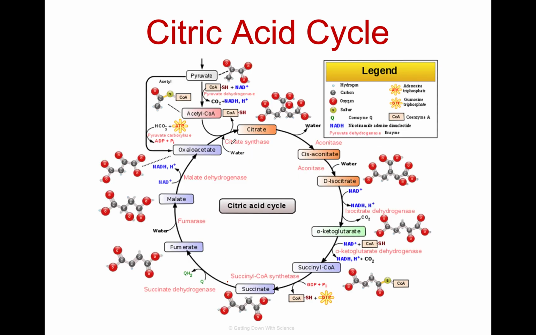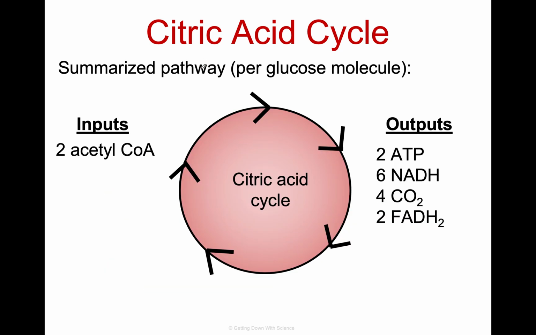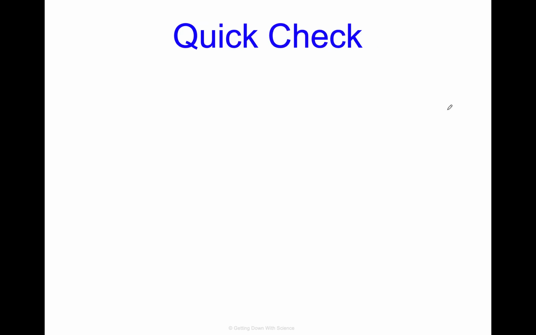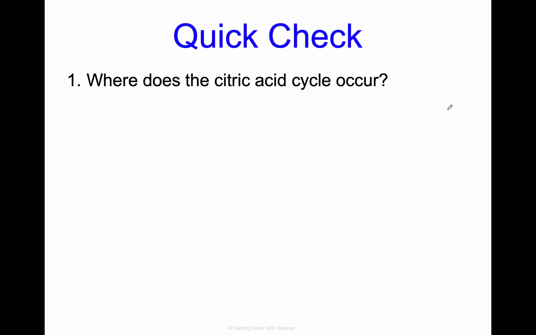So acetyl-CoA, right up here. This is the product of pyruvate oxidation. Goes around in a cycle. So you got your inputs, your acetyl-CoA molecule, and what we get out of this cycle is 2 molecules of ATP, 6 molecules of NADH, 4 molecules of CO2, and 2 molecules of FADH2.